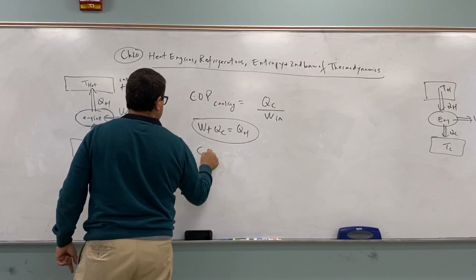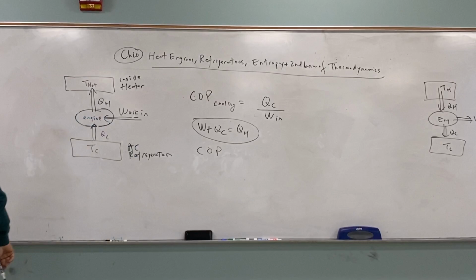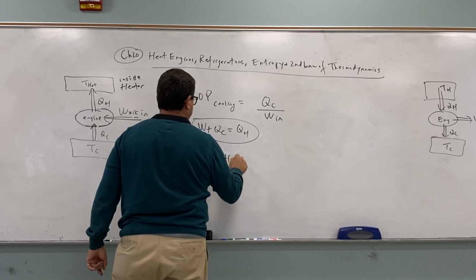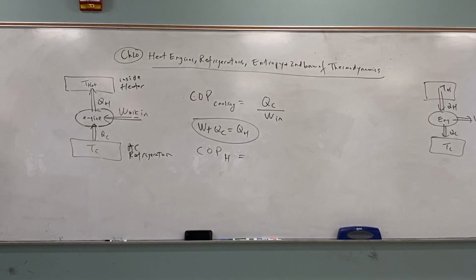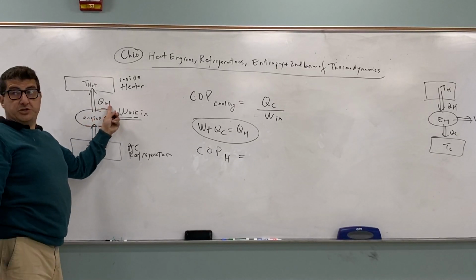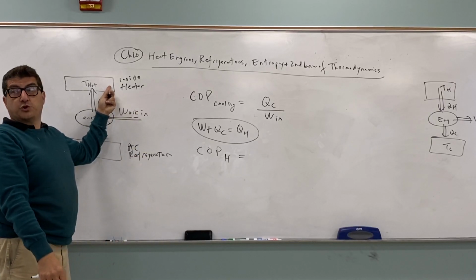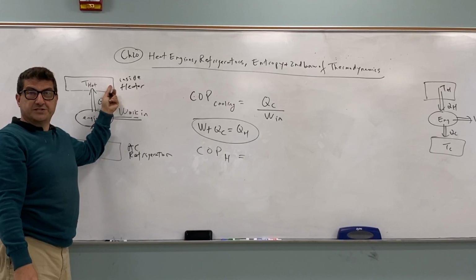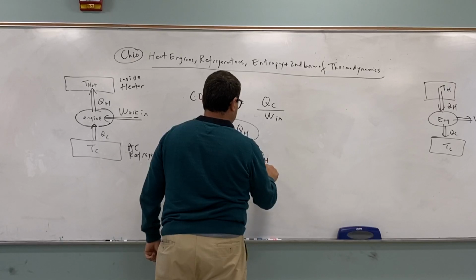So now the coefficient of performance for the heater, what do they call it? COP HP. And that's going to be what? Desired output over the required input. The desired output for the heater is QH. So you're putting heat into the inside of the room, which is already warmer than the outside on a cold winter day. So you're doing QH over work in.